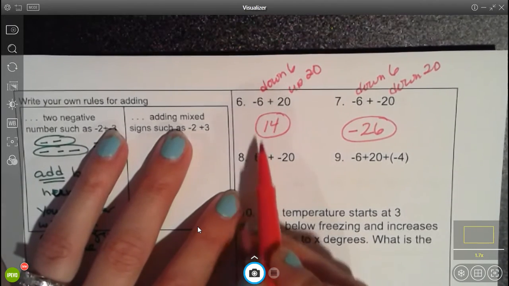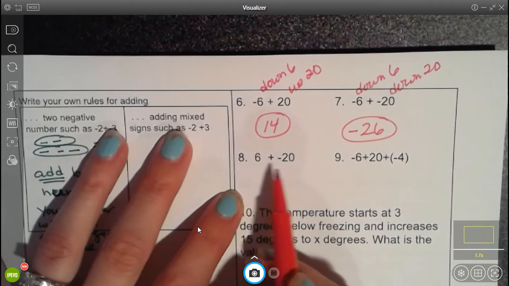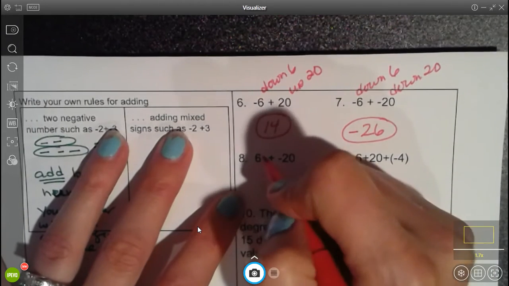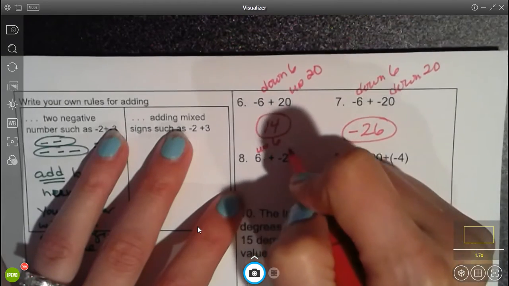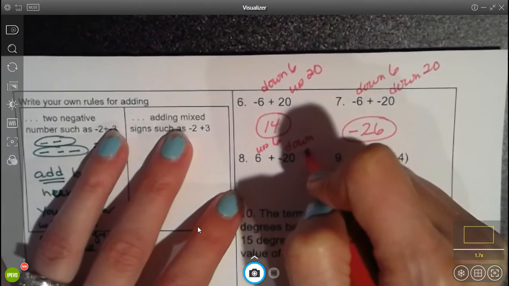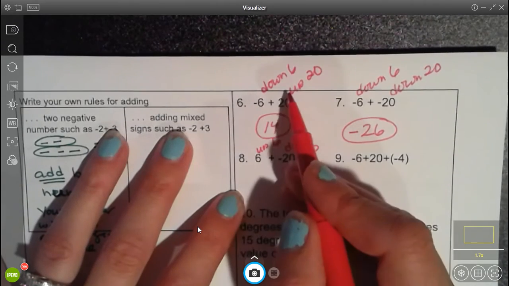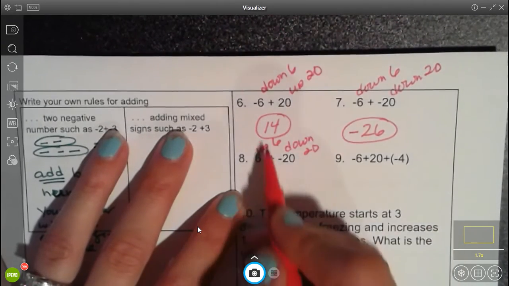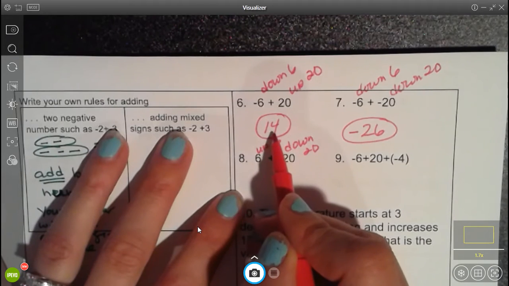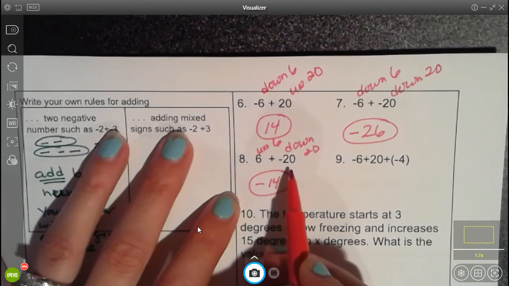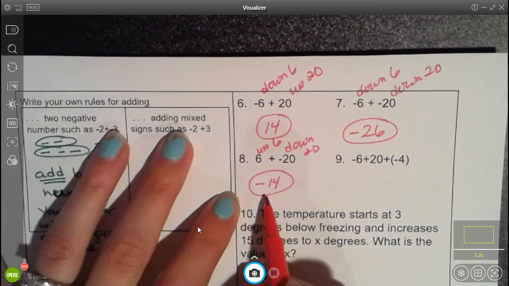This one here has the 6 being positive and the 20 being negative. How do you think that's going to affect the answer? This would be like going up 6 and down 20. Are we going to end up in the same spot as we did up here? No. This one ended up being up 14 steps from where we started, where this one would end up being down 14 steps from where we started. We have more of the negatives here, so our answer is a negative.